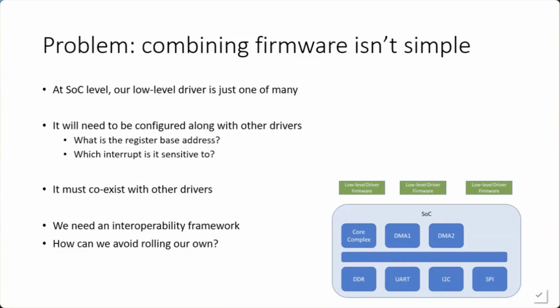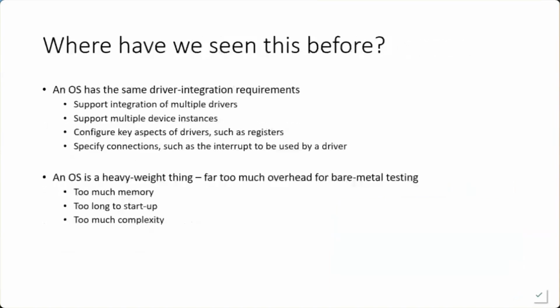So this firmware really needs to be able to coexist. The firmware that we develop for our IP needs to be able to coexist with the firmware developed for many other IPs. So we need some sort of an interoperability framework, and we could go off and design one, but it's always good to try and avoid that, especially if there's something else in the industry that we could make use of. So you know who else has this problem, as it turns out?